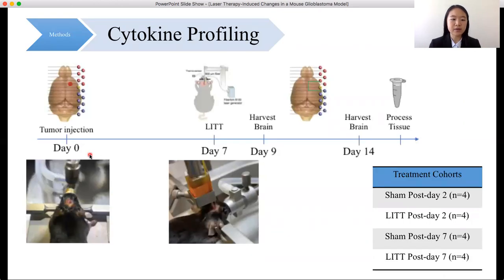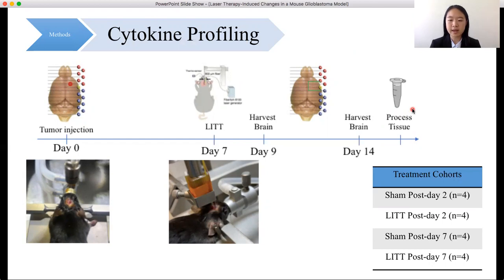This is the timeline for my experiment. After 7 days of allowing the tumor to grow within the mice, I performed laser therapy on some of the mice and no treatment on others. Then 2 days following treatment, or 7 days following treatment, I harvested the tumor microenvironment, just a 3 millimeter chunk surrounding the region where I first injected the tumor and then treated the tumors with laser.